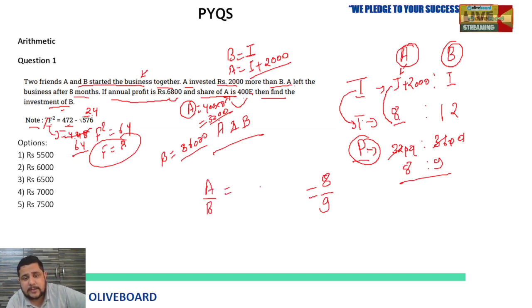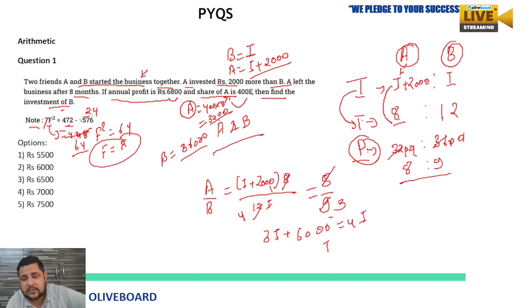So we are talking about A upon B: I plus 2000, multiplied by 8, over 12I. I into 12 means 12I. So this 8 can be cancelled. By 3 you can cancel, this 3 times and this 4 times. Now you can transfer the value. So what you will get? 3 multiplied by I, so 3I plus 2000 multiplied by 3 means 6000 is equal to 4I. So 4I minus 3I, so I will be equal to 6000, and I is the investment of B. That is what they have asked us.